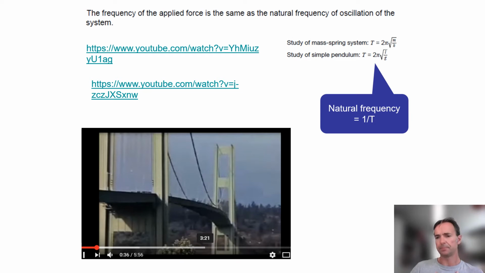And that's a forced vibration that matches the resonant frequency of that. So if you match your resonant frequency with a forced vibration, you get very large amplitudes. In this case, it destroyed the bridge entirely. Go and have a look at it.